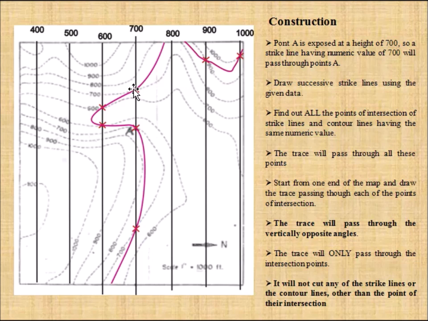having the same numeric value. It will not cut any of the strike lines or the contour lines at any place other than the point of intersection. So you can see that we have completed the trace of the sandstone bed in the area. Knowing only point A, where we measured the dip and strike, we have been able to complete the outcrop. Now for detailed mapping and observation, one can visit this area. One does not have to roam about the entire area in search of this sandstone bed.